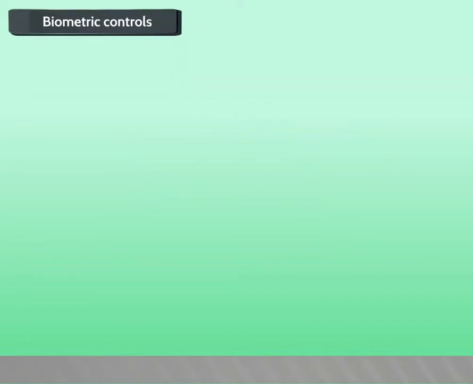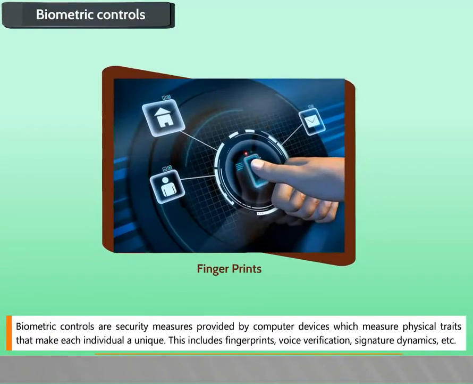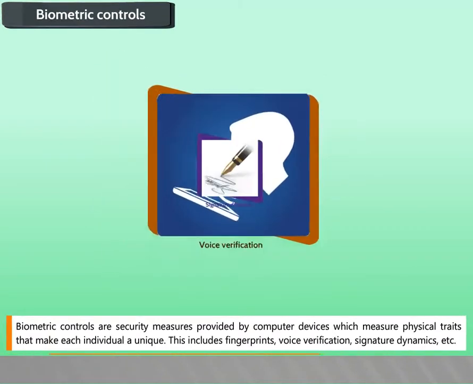Biometric controls. Biometric controls are security measures provided by computer devices which measure physical traits that make each individual unique. This includes fingerprints, voice verifications, signature dynamics, etc.